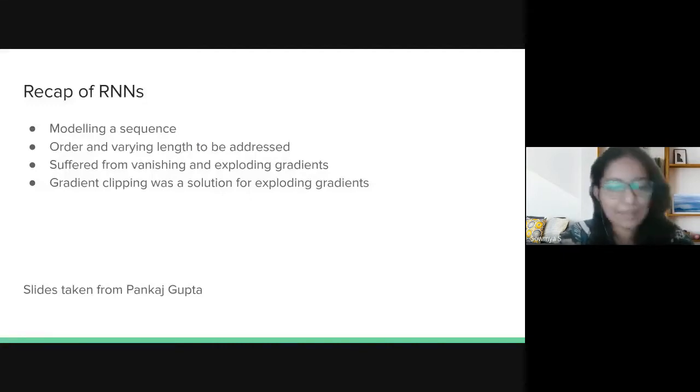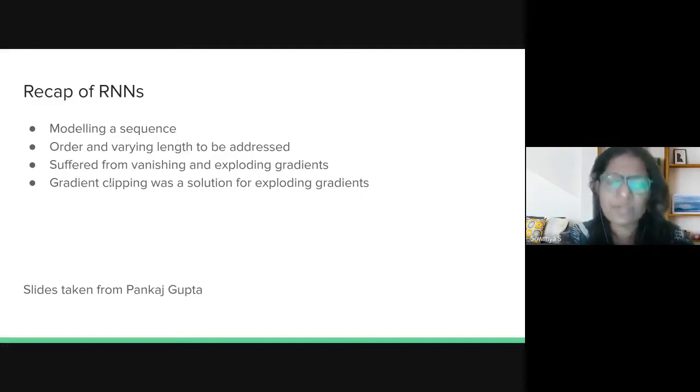So before we start, I'd like to have a recap of what RNNs are and what we saw last class so that we can move further smoothly. So the first thing is RNNs are used for modeling a sequence. We saw that a sequence has two properties, order and varying length. Both were addressed by RNNs. However, we saw that they suffered from vanishing and exploding gradients because the derivatives had to be multiplied in a recurrence, that is, in an iterative fashion.